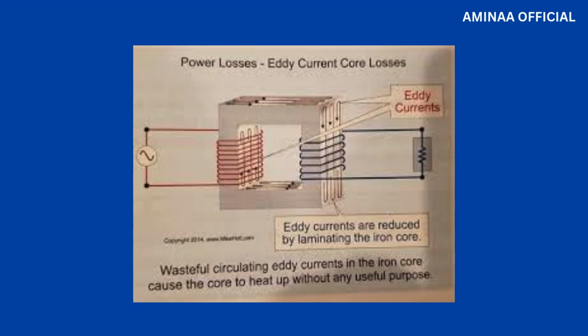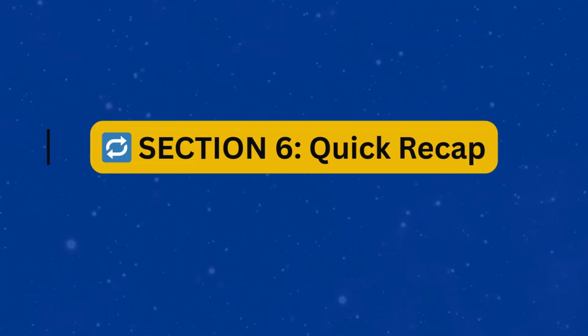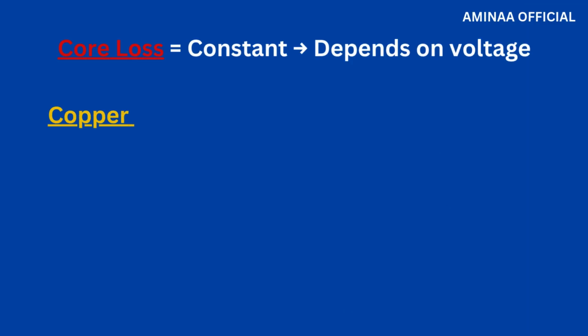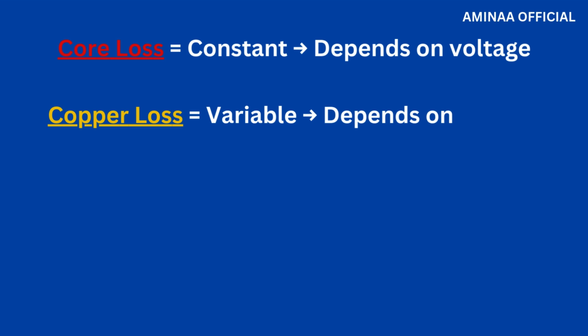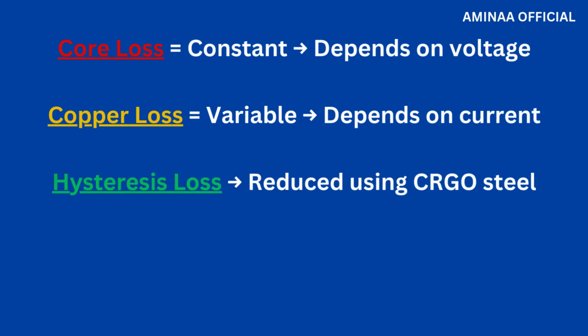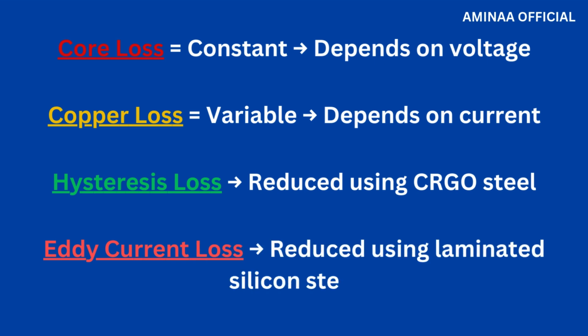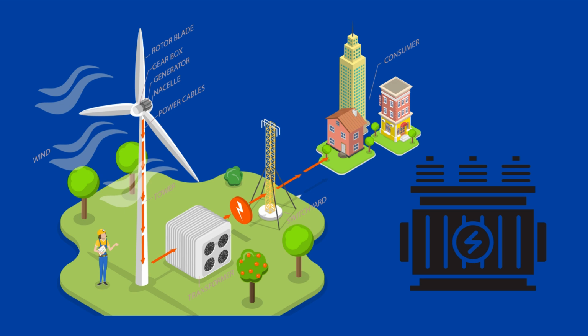All right, let's quickly recap. Core loss is constant, depends on voltage. Copper loss is variable, depends on current. Hysteresis loss is reduced using CRGO steel. Eddy current loss is reduced using laminated silicon steel. These are super common interview questions, and now you know exactly how to answer them clearly and confidently.